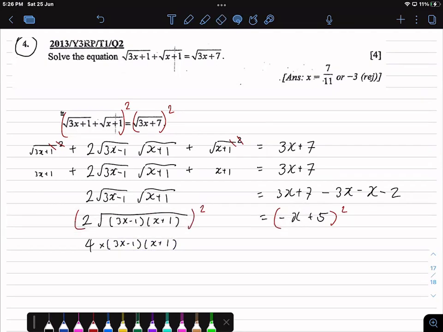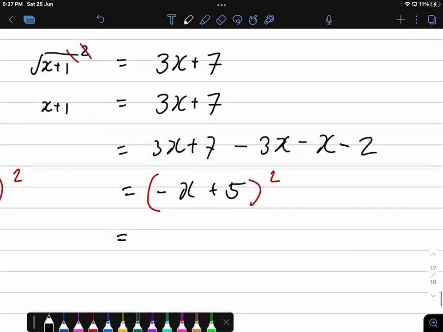Like this. How about the right-hand side? A plus B square equals A square plus 2AB plus B square. But what is it exactly? Okay. Negative x bracket square becomes x square, plus 10, wait, minus 10x, and then plus 25. Perfect.